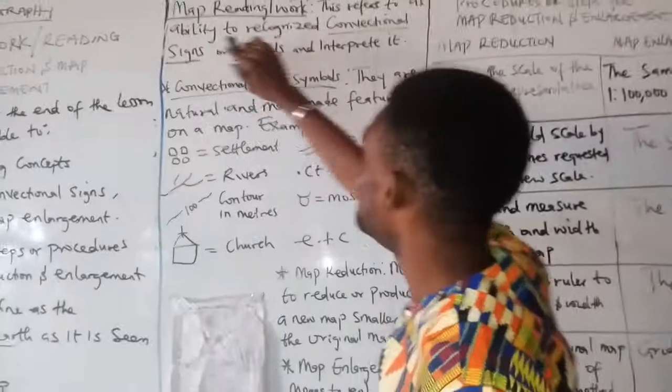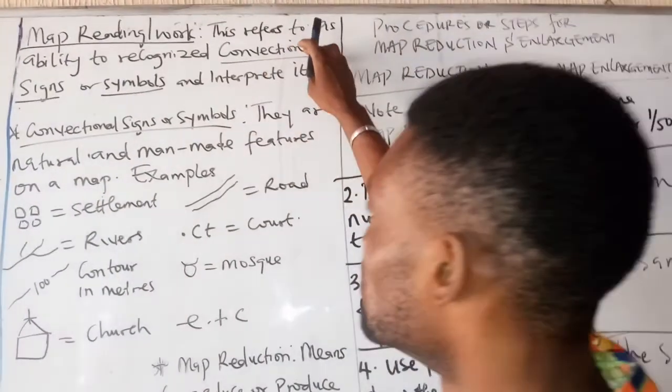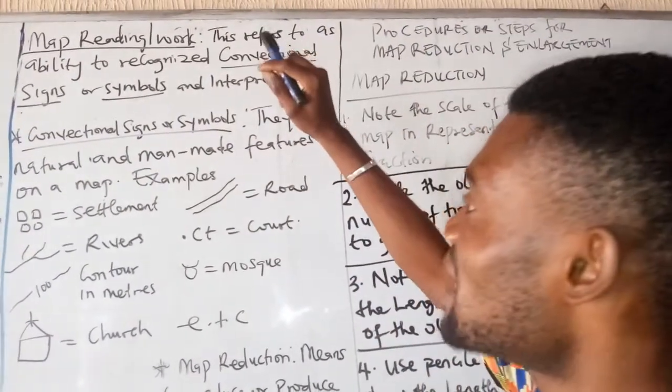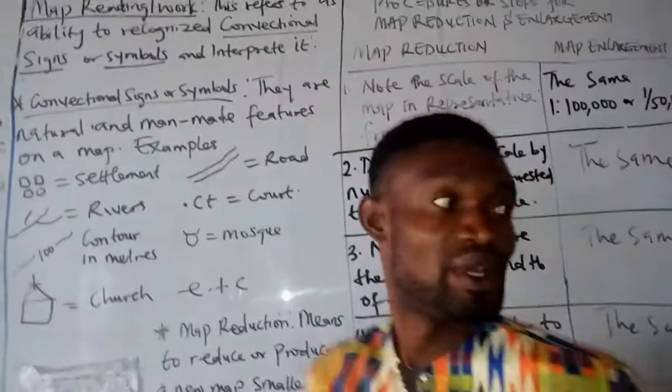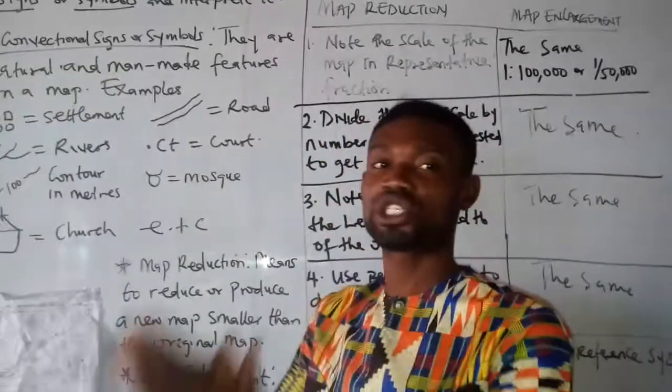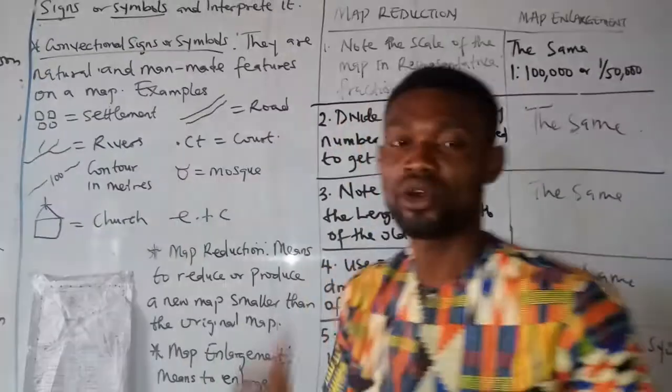Now, what is map reading? It refers to the ability to recognize conventional signs or symbols and interpret them. What is this conventional sign? That's the key word. Conventional signs are natural and man-made features on a map. Every map shows these conventional signs. It is the conventional signs that will enable you to read and understand the map.